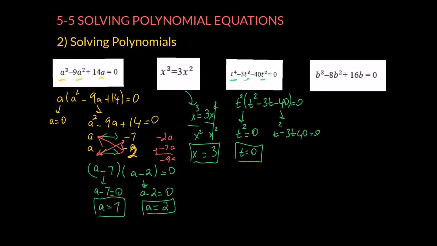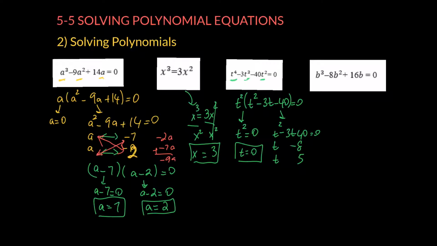Now, this one is another quadratic that we can factor. Break down the t² by doing t times t, and then 40 can be written as 8 times 5. Now, when I multiply these two numbers, I need to get a negative 40, which means one of these is going to be negative. The sum is going to be negative. That means the greater number should be negative.